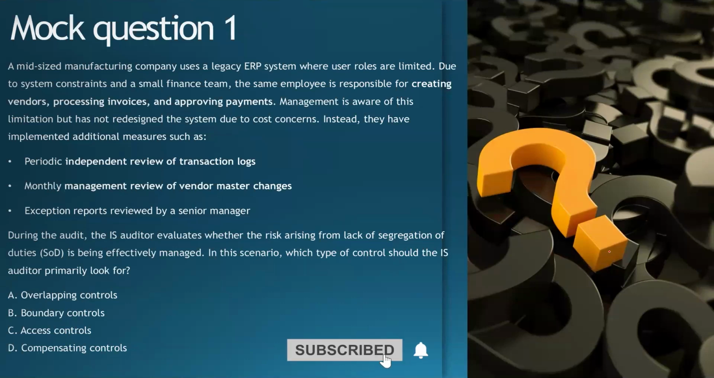During the audit, the IS auditor evaluates whether the risk arising from lack of segregation of duty is effectively managed. In this scenario, which type of control should the auditor primarily be looking for? Overlapping control, boundary control, access control, compensating control. So you are expected to understand, identify, do all the steps, then justify to yourself what each of the options means, then eliminate, and find the right answer.